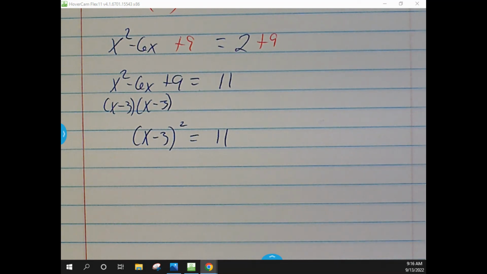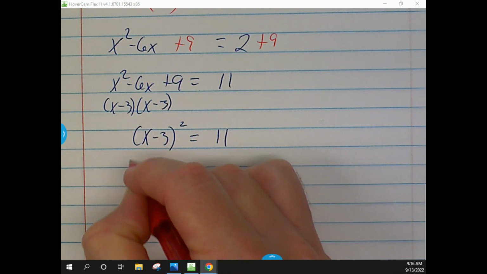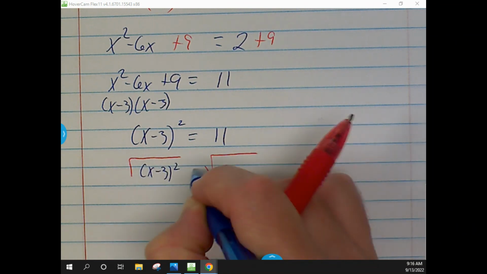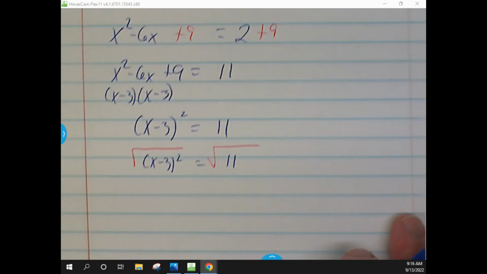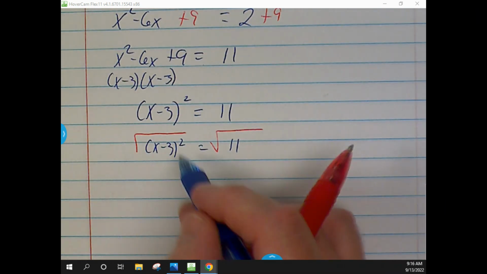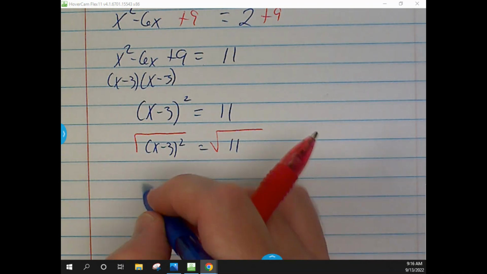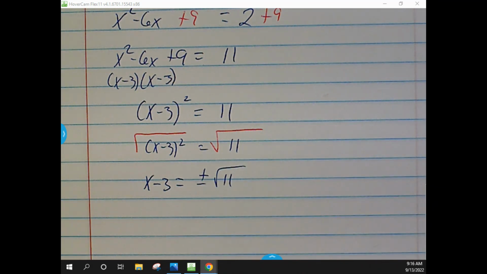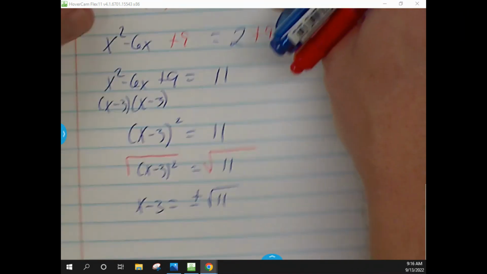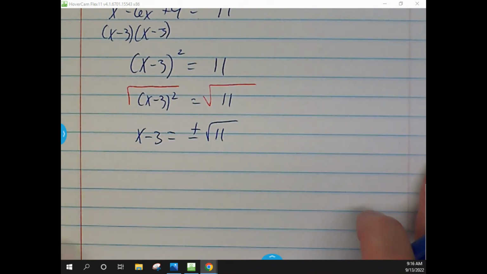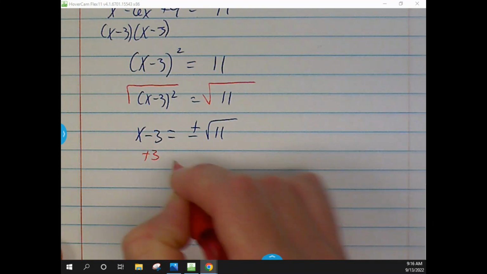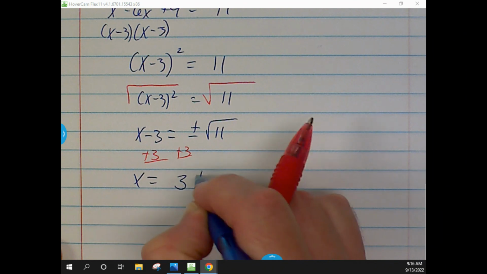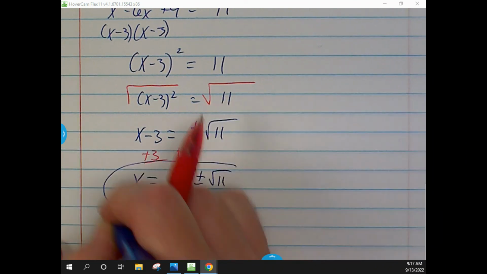Okay, and now that it's x minus 3 squared equals 11, we can square root both sides. Because you're square rooting the squared number, the square root and the square cancel out. That leaves you with x minus 3 equals plus or minus the square root of 11. Now, you would think you would never be happy that the answer was a square root, but in this case it is, because if you add this 3 to both sides, you actually have your answer. You don't have to do any simplifying, because it's just 3 plus or minus the square root of 11.